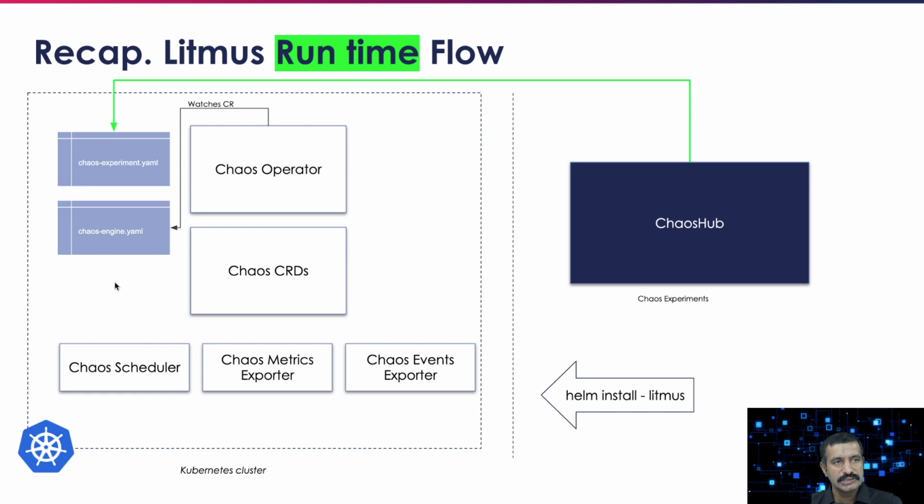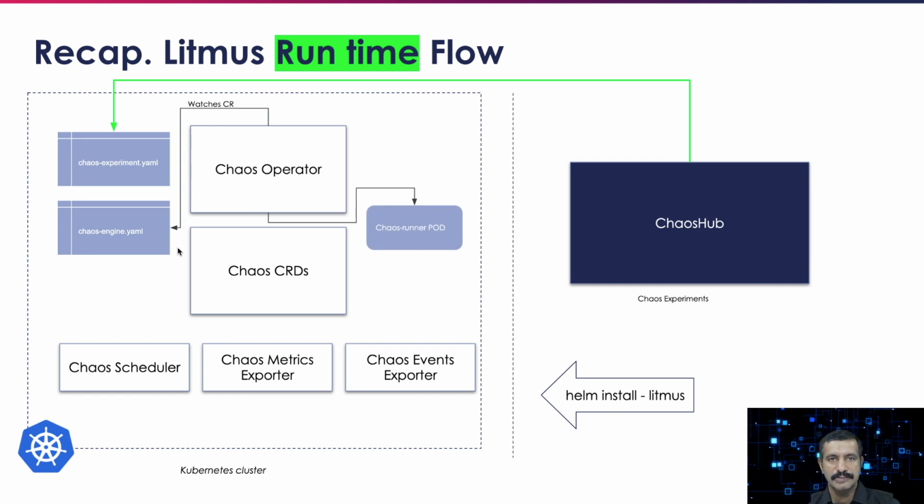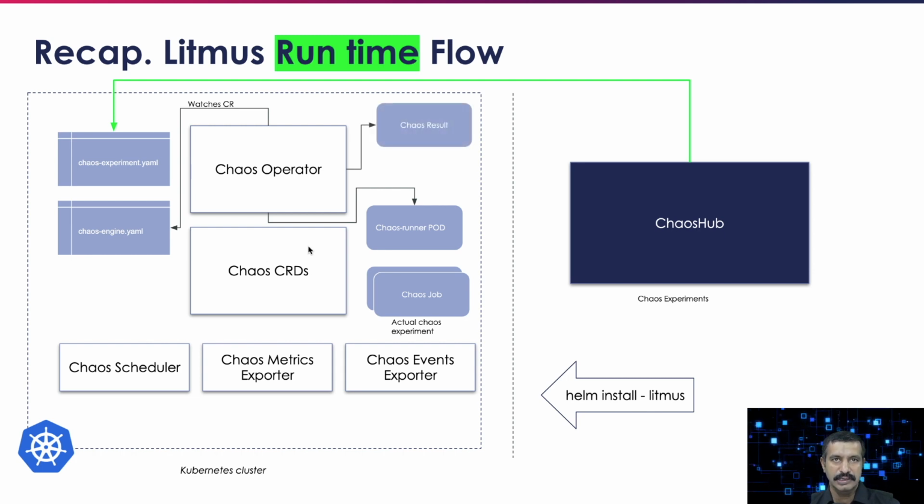So whenever a chaos engine is created, the chaos operator watches and it runs the chaos runner pod, which runs the chaos jobs, which are nothing but the actual experiments, and you get the chaos result. So this is really what is required. The two things that you require are the chaos engine and chaos experiment YAML files. And on top of that, you really need to set up an RBAC service account, cluster role binding, etc.